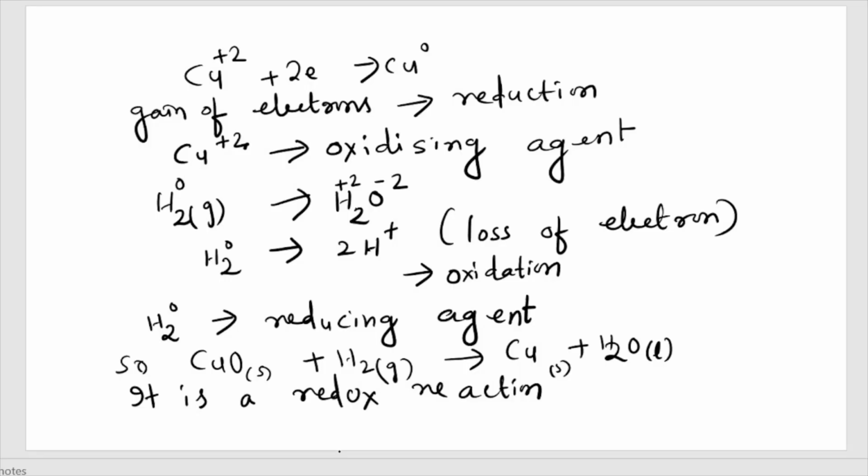Now see the reaction. CuO plus H2 gives Cu plus H2O. It is a redox reaction. Why is it a redox reaction? I told you both oxidation and reduction take place simultaneously. And in this example, Cu plus 2 is the oxidizing agent and H2 is the reducing agent. Now you are clear: in every reaction, you should find what is the oxidizing agent, what is the reducing agent, where oxidation takes place, where reduction takes place.